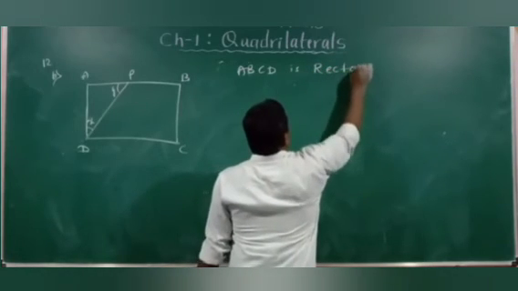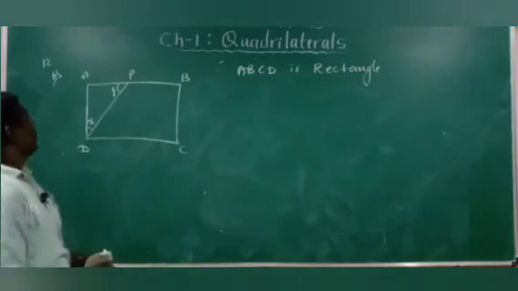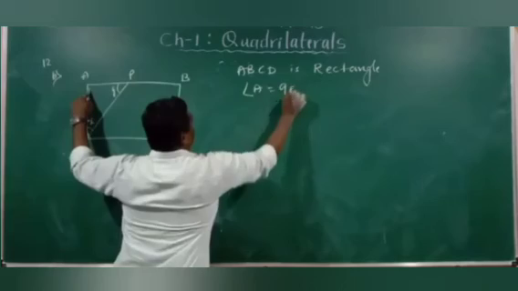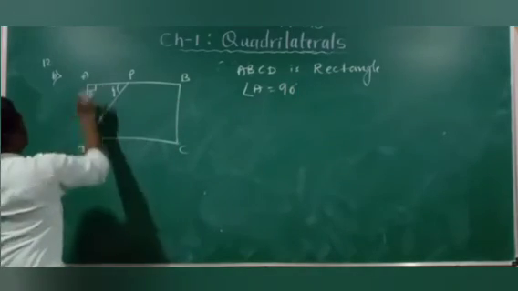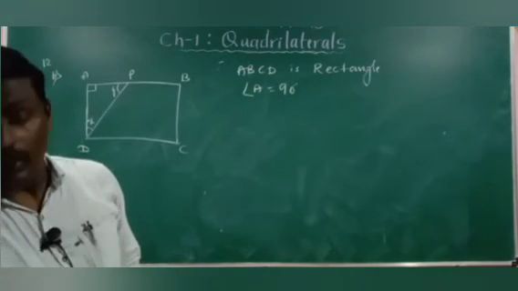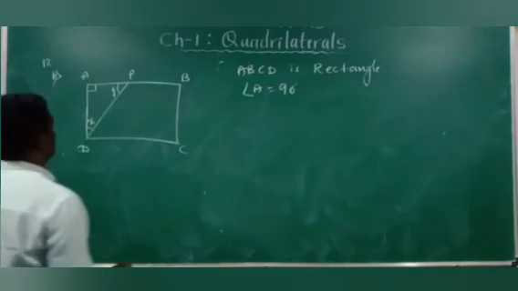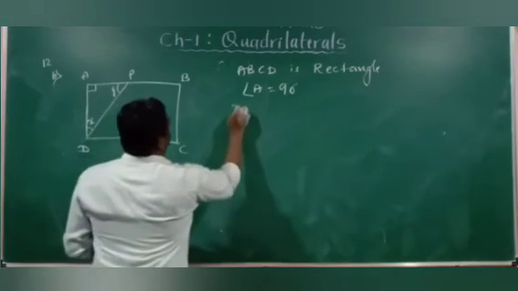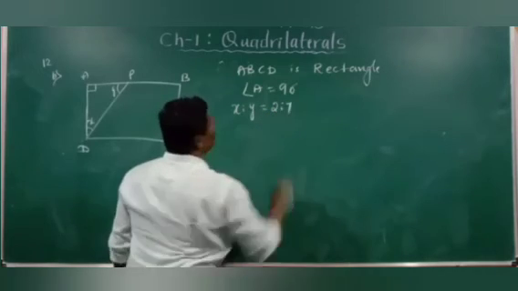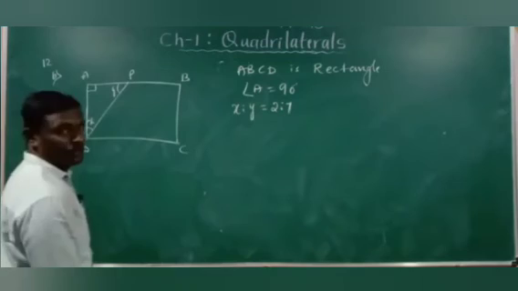We already know the properties of a rectangle. In a rectangle, each angle is equal to 90 degrees. Therefore, angle A is equal to 90 degrees. In the rectangle, x is to y is 2:7. Find x and y. They are given the ratio 2:7, and by using that ratio, we need to find the x and y values.